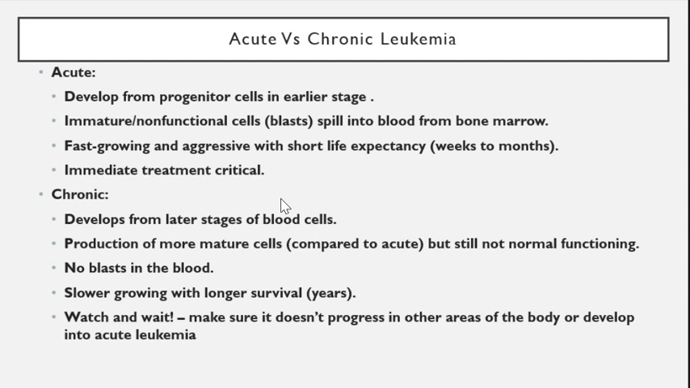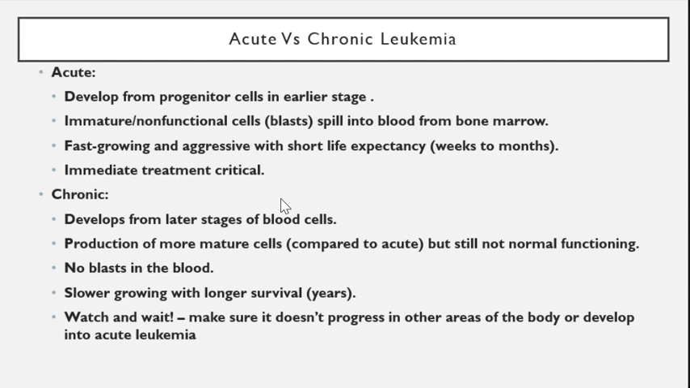So with acute cancers, obviously they develop at earlier stages, and they're immature non-functional cells like blasts, and they grow very, very fast. That's really the hallmark of acute cancers. They're very aggressive with short life expectancy, weeks to months, rather than something like chronic, which will give you years of survival, right? So with these acute cancers, it's more of a progenitor that gets the cancer.